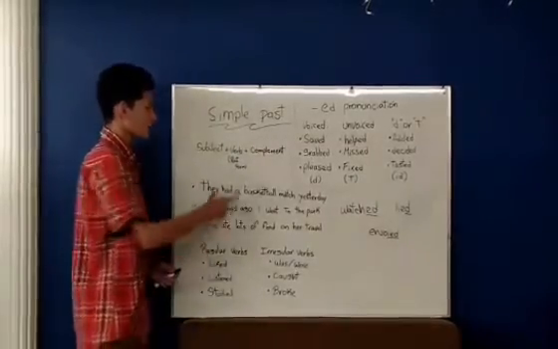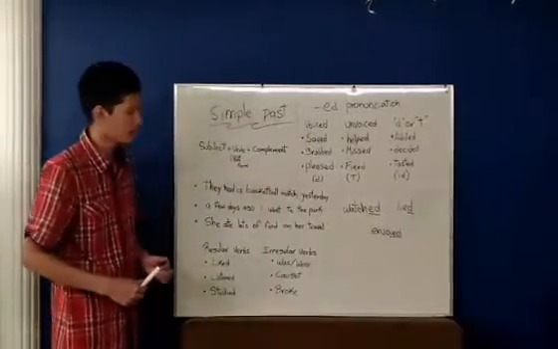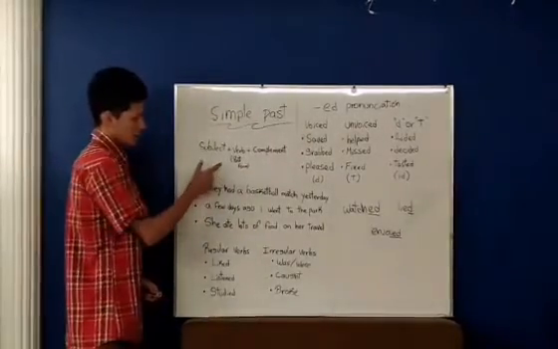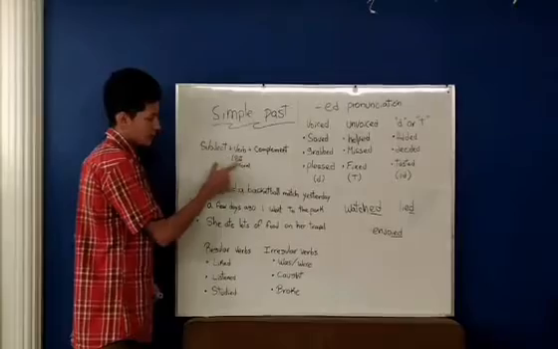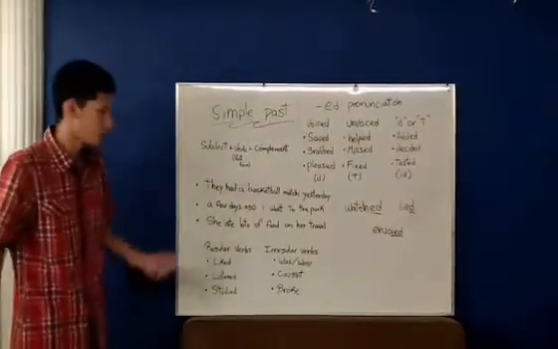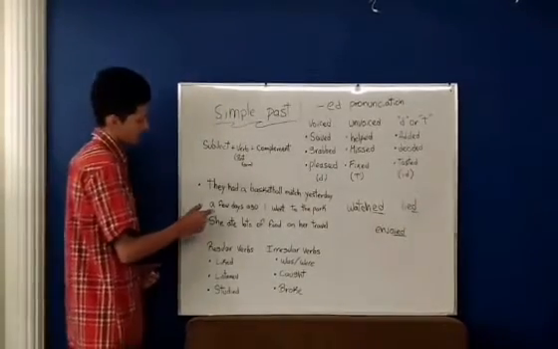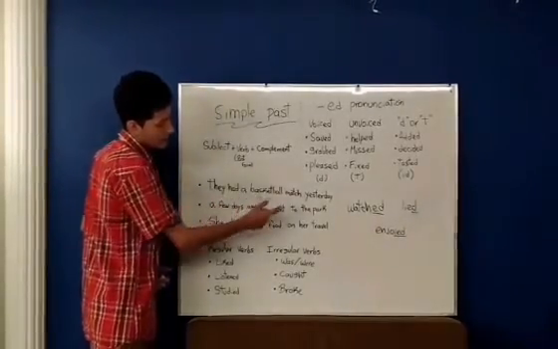Okay, so let's start with the structure of a simple past statement. It's first the subject, then the verb in past form, and then the complement. It's actually really easy. Here we have some examples, like: They had a basketball match yesterday.